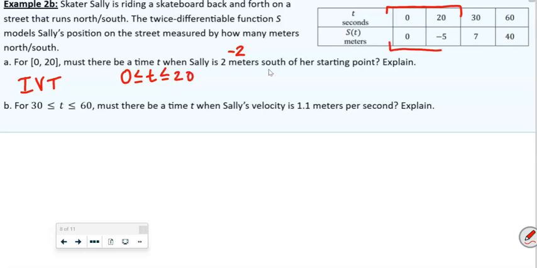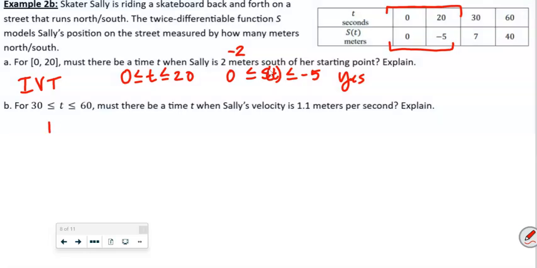notice here, what are our y values? Between what? So our S of t is going to be between 0 and -5, right? Okay. So obviously -2 is between 0 and -5, right? So the answer to this is going to be yes. And according to IVT, that's why. Okay. So the next one we're going to use MVT, right?